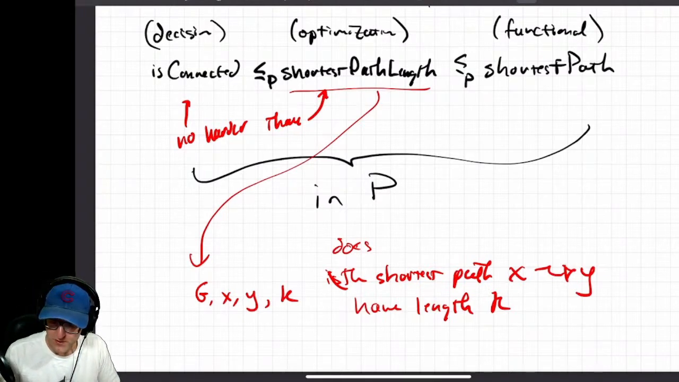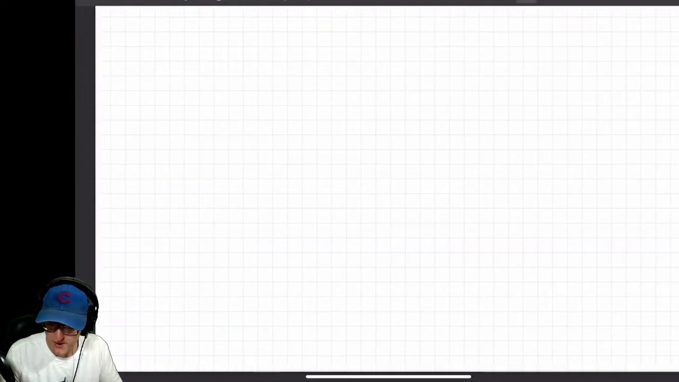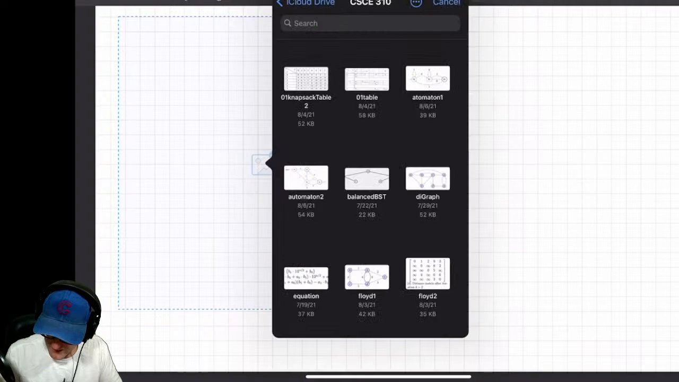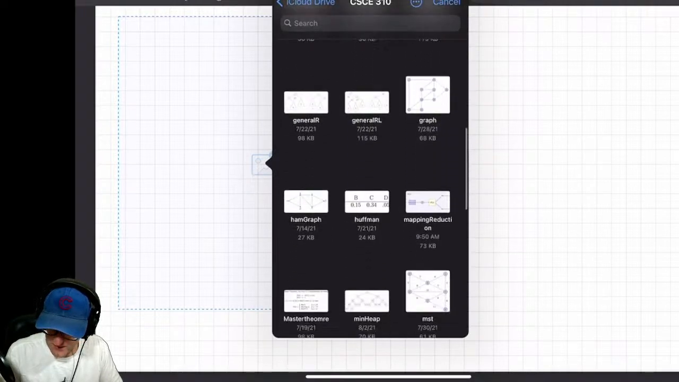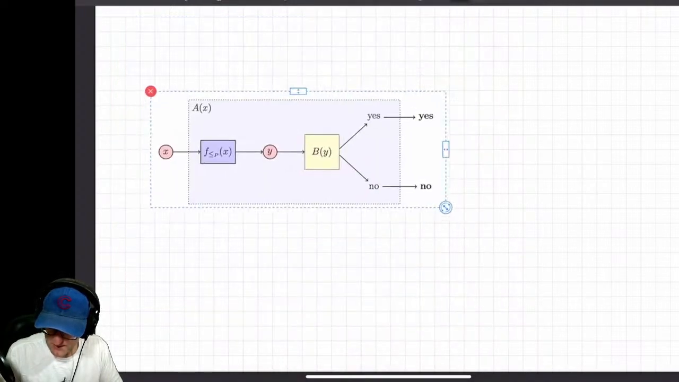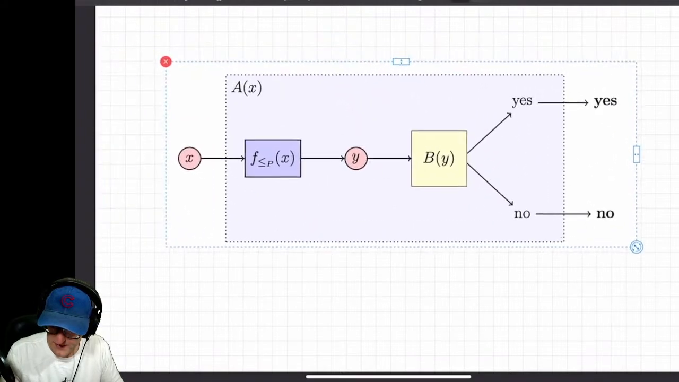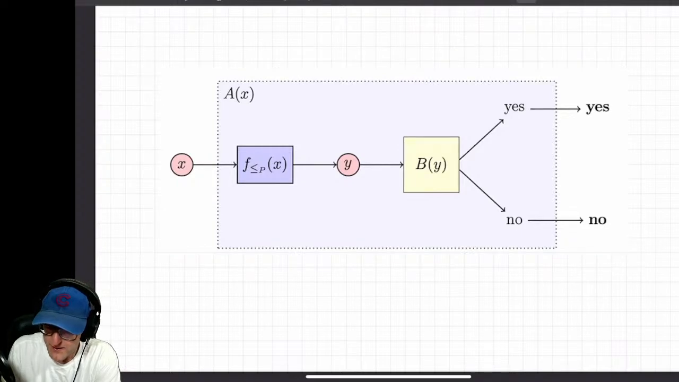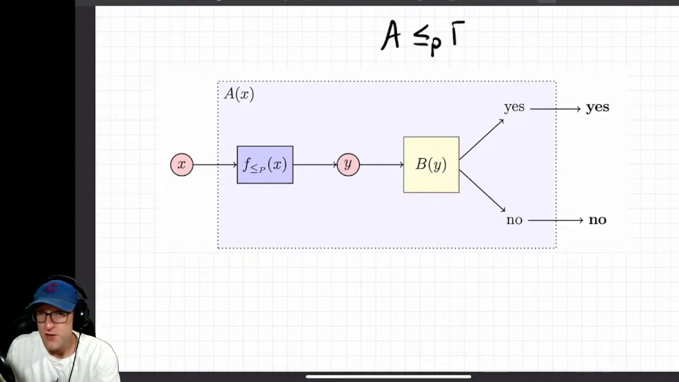Visually, what does that look like? Again, I just showed you a bunch of Python code. Here's what the visualization looks like. Reduction. There we go. Now this is a mapping reduction, which we'll talk about next time. But it's the same basic idea. Right? B on Y is my off-the-shelf solution for B. What I'm doing here is I'm reducing a problem A to a problem B. Right? And I'm keeping it general and generic.